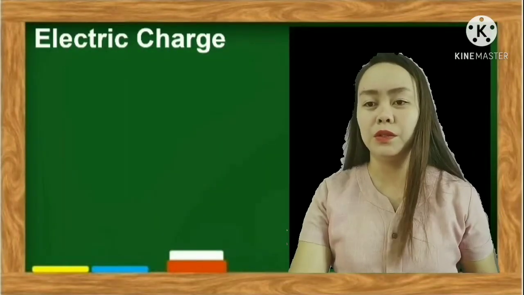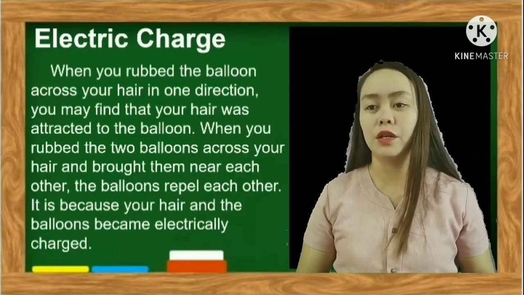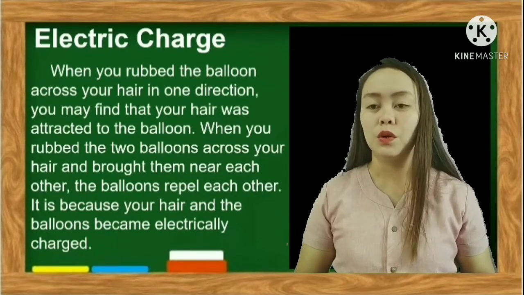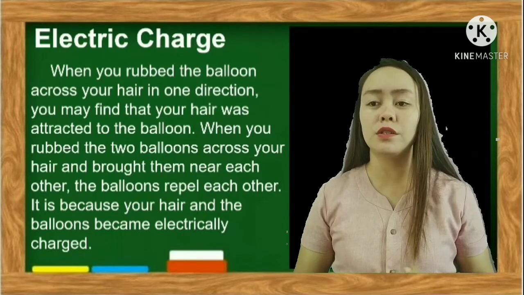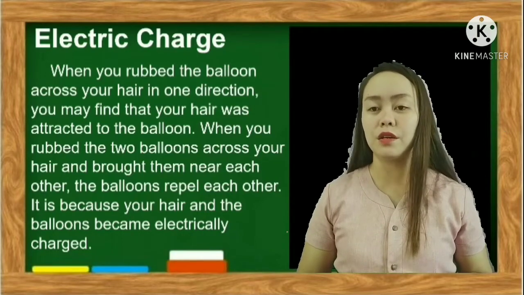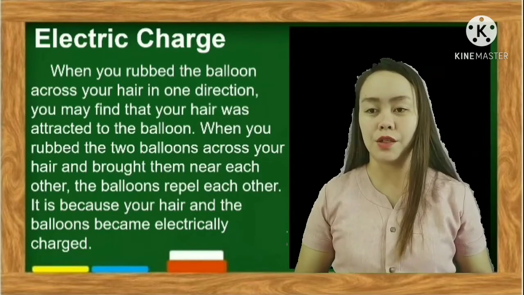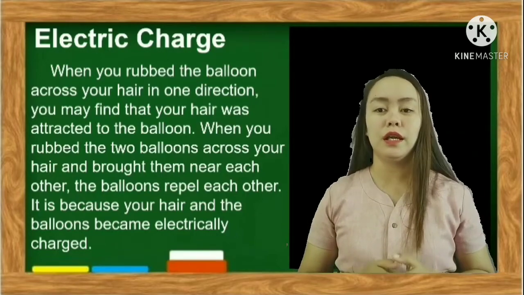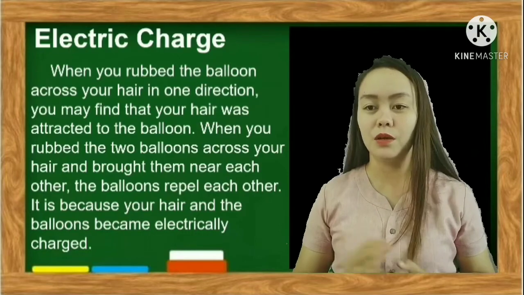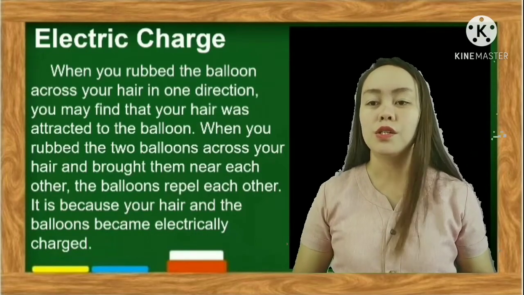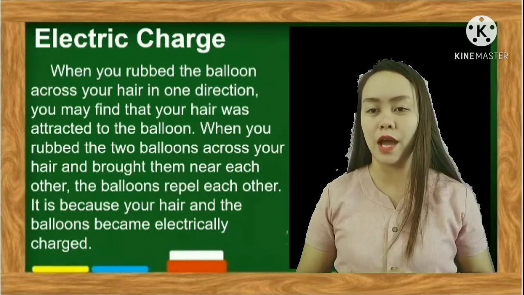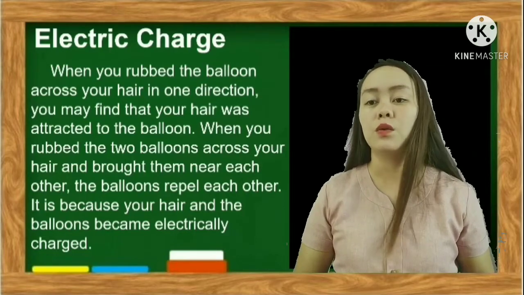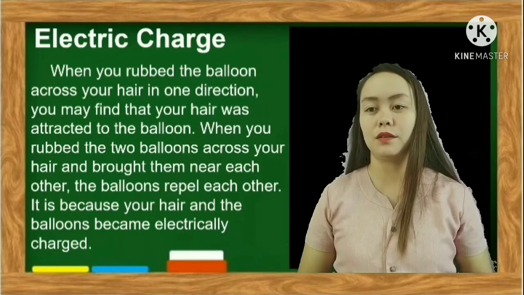When you rub the balloon across your hair in one direction, you may find that your hair is attracted to the balloon. Or when you rub two balloons across your hair and bring them near each other, the balloons repel each other. It is because your hair and the balloons become electrically charged. Now let's watch a short video showing how the two balloons react after one is charged and how the balloon reacts with different charged objects.